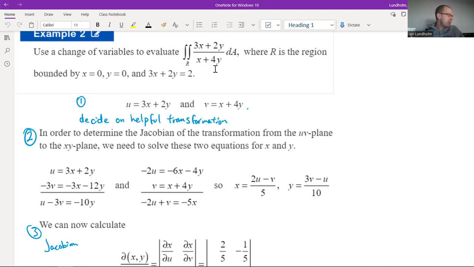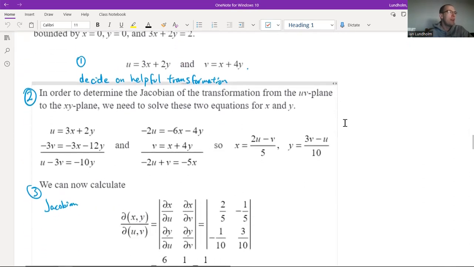There's also going to be reasons that maybe this will be more like the one that we do on our activity, but changing the variable so that the region of integration looks better. That's another reason to do it too. Okay, so first step, you decide on a helpful transformation. And so these two equations give us a relationship between x, y, and u and v. And in order to determine the Jacobian, we want to solve those equations for x and y.